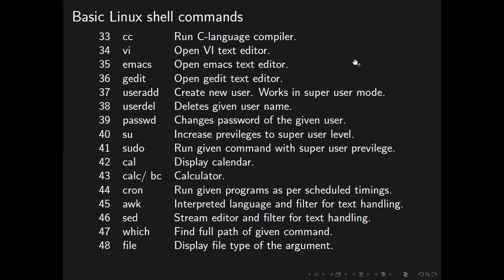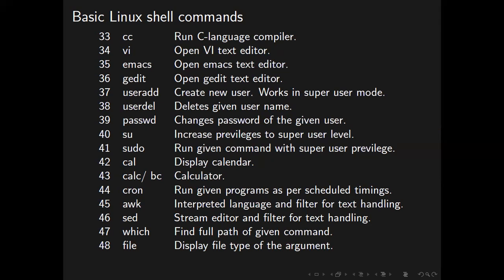Then CC for C compiler. You create any C program and compile it into an executable through the CC command. CC will convert source code, or human readable code, into machine readable code. CC is the C compiler.